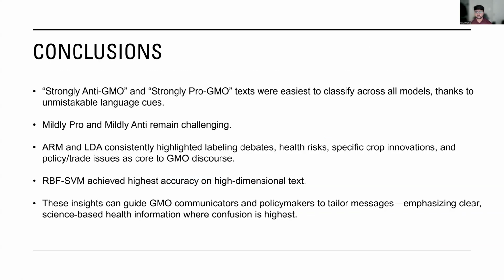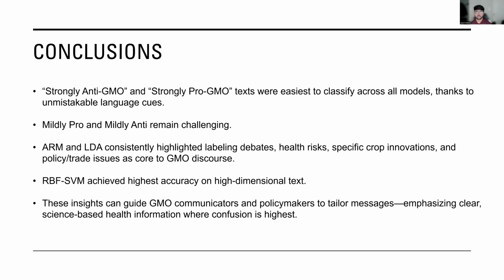Now, coming to the final conclusion of this project. As we have seen from various models, strongly anti-GMO or strongly pro-GMO texts were easily classified, thanks to the unmistakable language cues present in the text. Another observation was that the mildly pro and mildly anti-GMO classes remained challenging for the models to classify, as there were no easy cues for the models to identify.